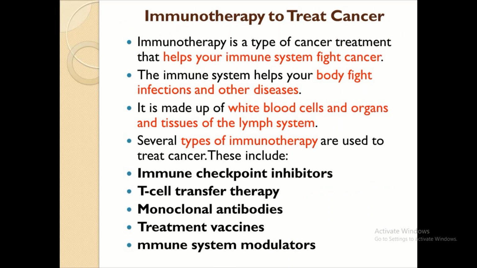So the next is the recent development that happens in the field of immunotherapy to treat cancer. Immunotherapy is a type of cancer treatment that helps your immune system fight against cancer. The immune system helps your body fight infections and other diseases too. It is made up of white blood cells and organs and tissues of the lymphatic system. Several types of immunotherapy are classified to treat cancer: immune checkpoint inhibitors, T-cell transfer therapy, monoclonal antibodies, treatment vaccines, immune system modulators.